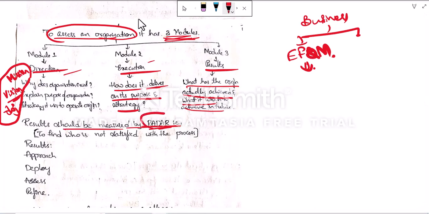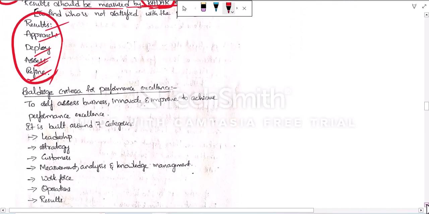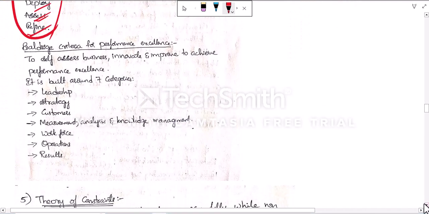Generally RADAR is used to check who are the persons, who are the stakeholders not satisfied with the existing process. So what is the RADAR full form? Results, approach, deploy, assess and refine. We should check all these results and how they achieved it, how they used their assets, how they are assessing, and how they are refining, means trying to improve the process. These are used to measure the results.